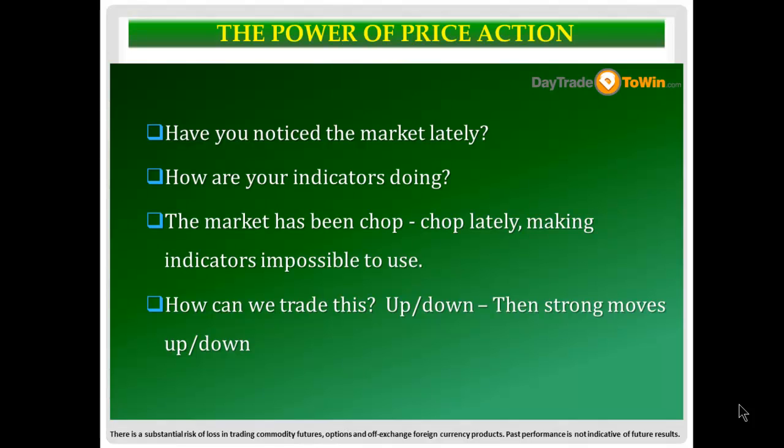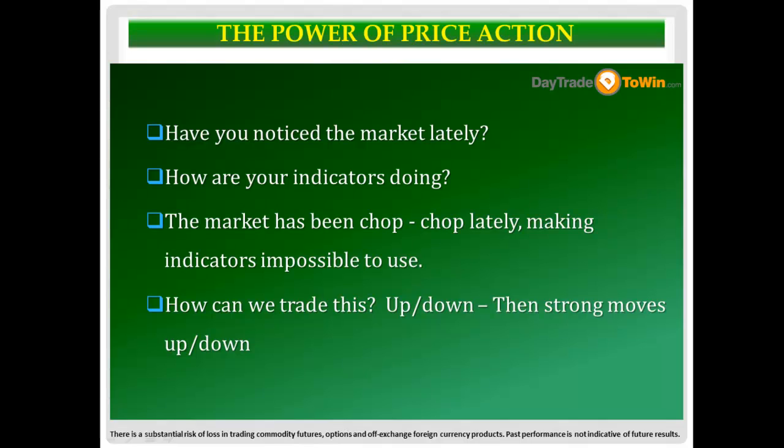So have you noticed the market lately? How are your indicators doing, all you guys that use a ton of indicators in your chart? And I speak to a lot of traders during the day where this is how most traders operate. They have moving averages, they have stochastics, MACD, they optimize everything. They may be even using multiple time charts, 5 minute, 1 minute, 30 minute, 60 minute. Looks like a big mess. It's difficult to trade in that fashion.